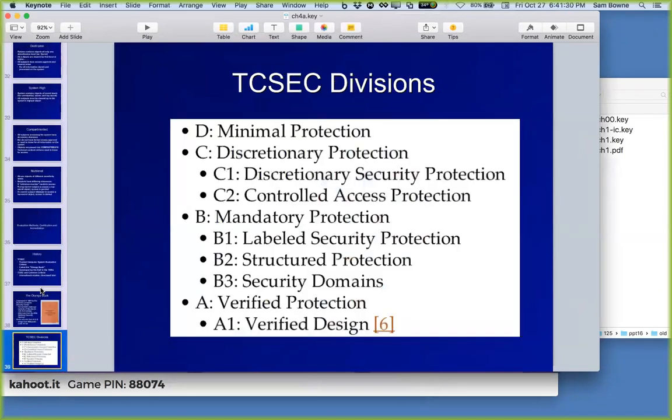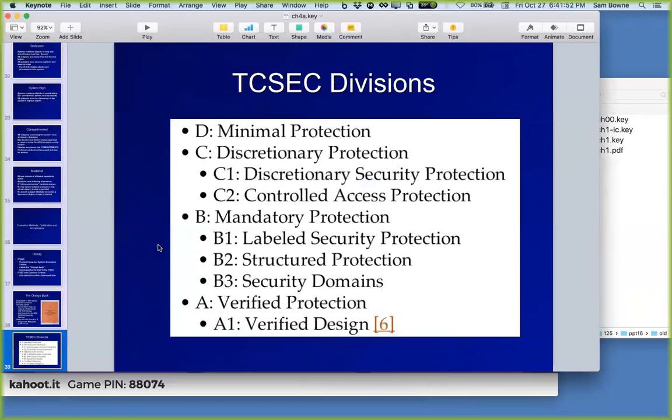So A is the best, and I should talk more about these than I did before. So D is minimal protection, like MS-DOS. C is discretionary protection, where you have owners of objects and the owners can do whatever they want with them, which is typical for a home computer. The owner can give access to any file or the hardware itself to anybody they want.